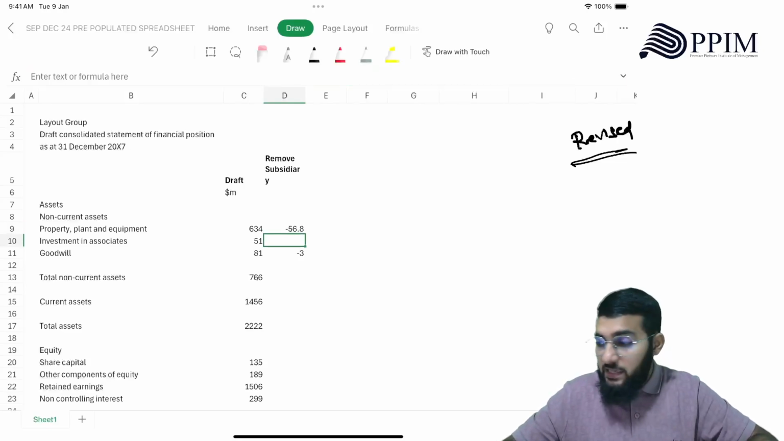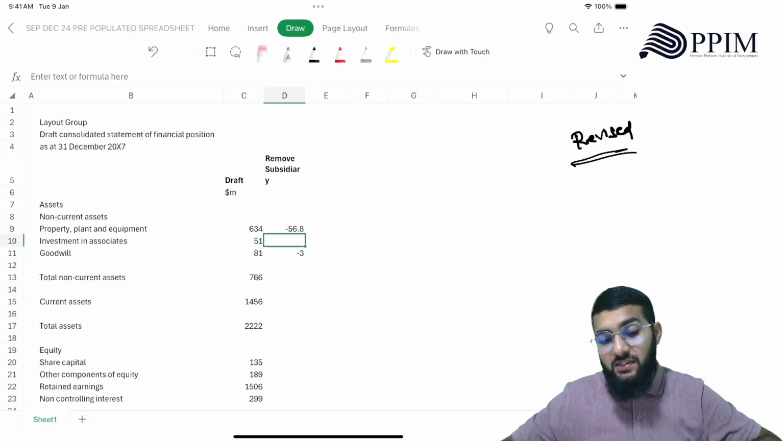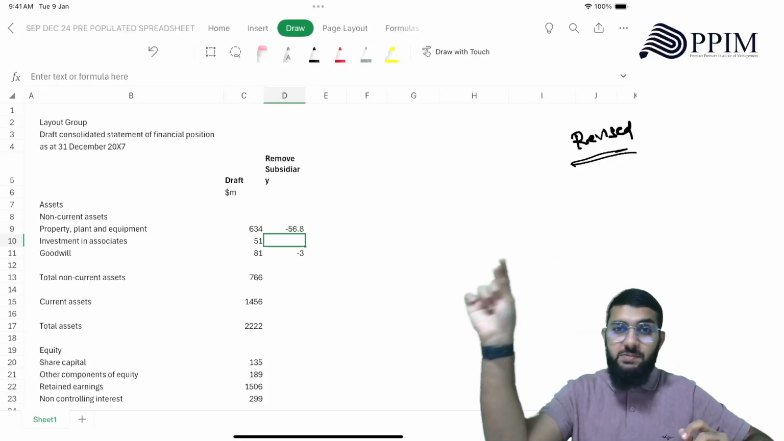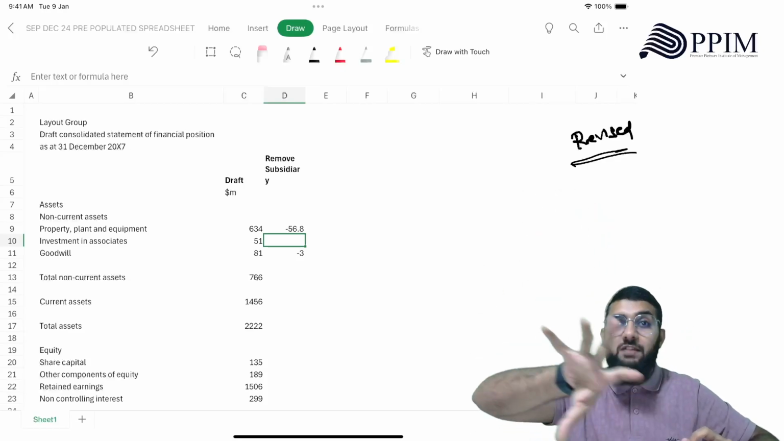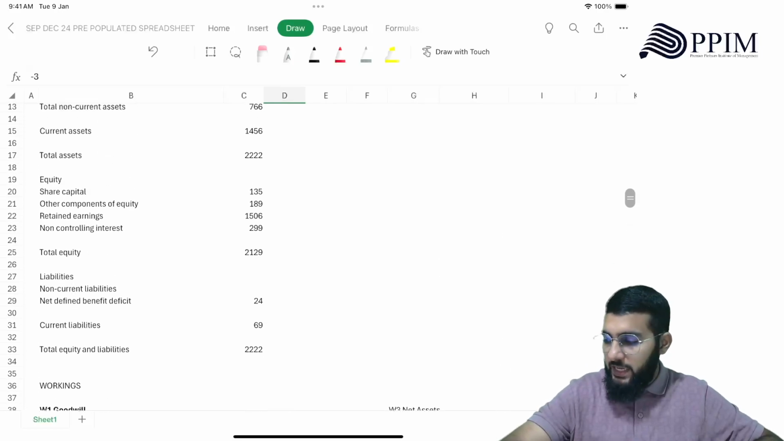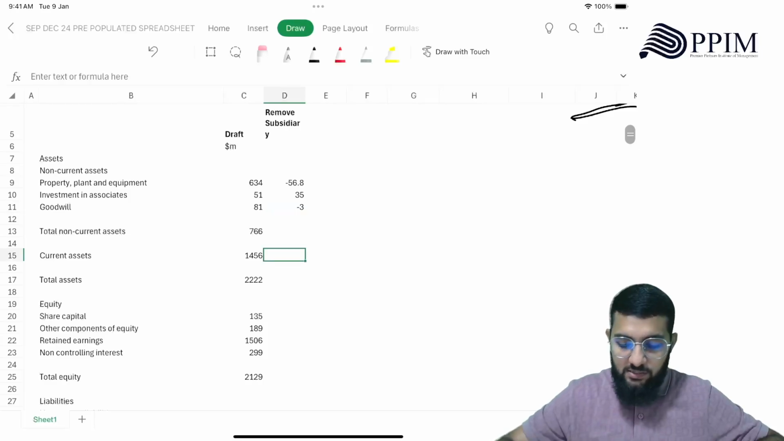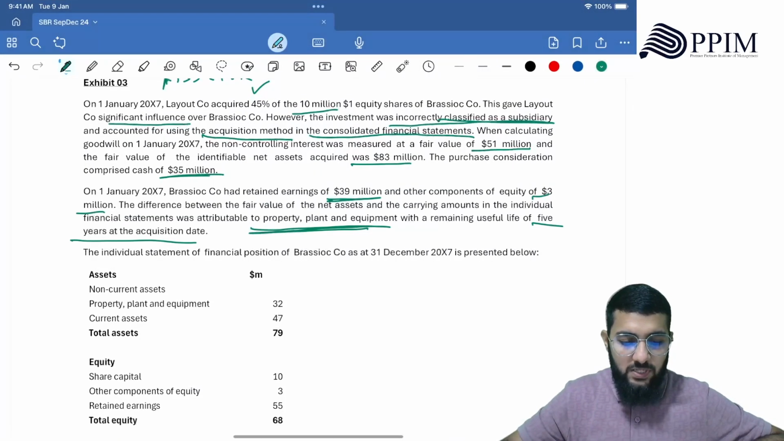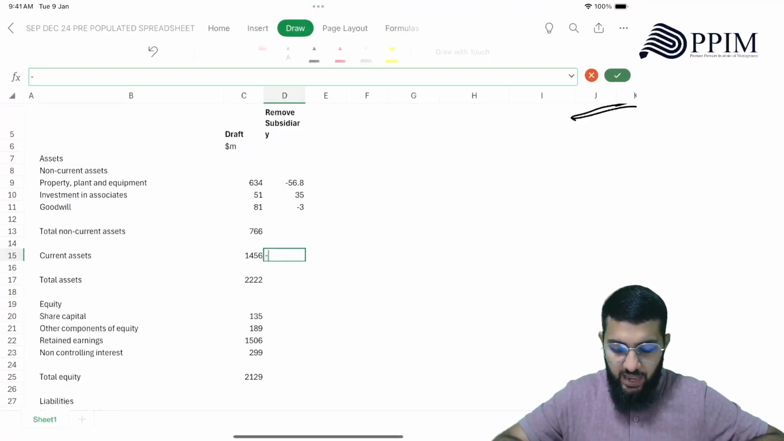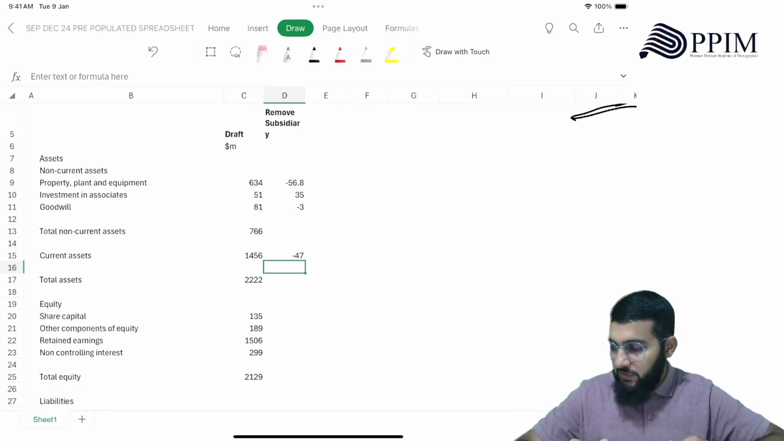Investment in associates, we will be adding the investment. What's the investment in associates? That is a part of subsidiary removal. When you remove the subsidiary, the consideration paid will become the investment in associates. That is 35 million, which is given here. The 35 million we take at face value there. Current assets, this includes the current assets of the subsidiary. Current is 47, so we deduct the 47 million as well, right? So there we remove by deducting 47 million.